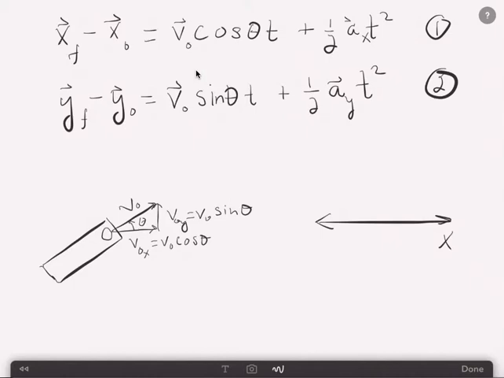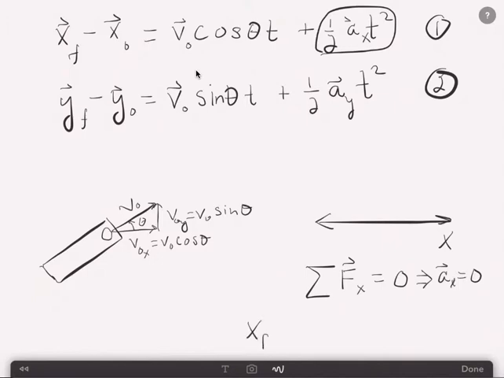So if that is the case, we can just say, well, since there is no net force in the x direction, or all of the forces are balanced, this implies that the acceleration in the x direction is 0 as well. And thus, our last piece here is going to be 0. So we can write our displacement like so.